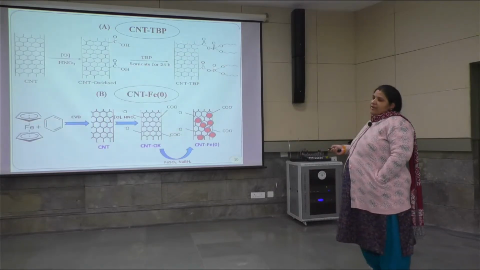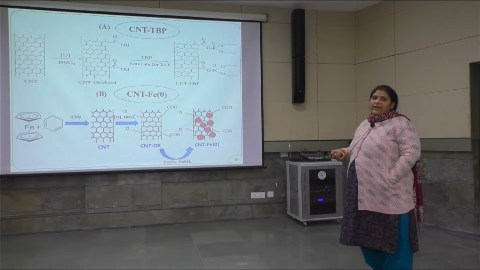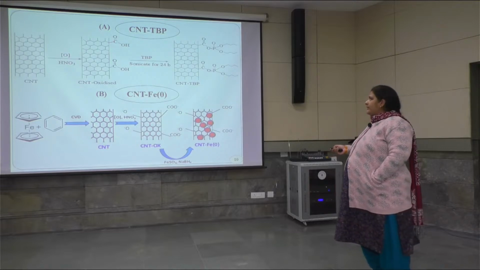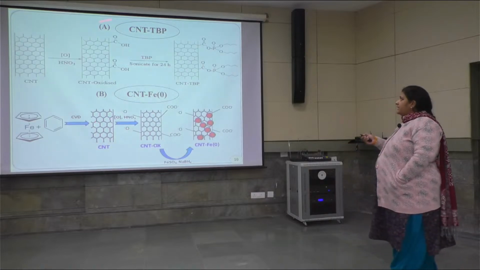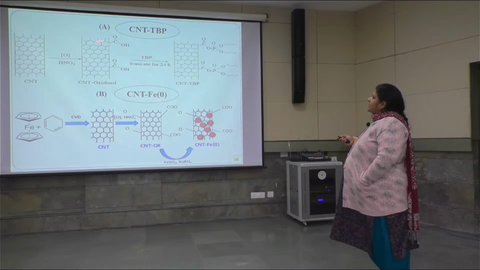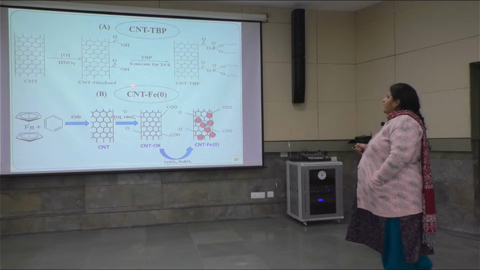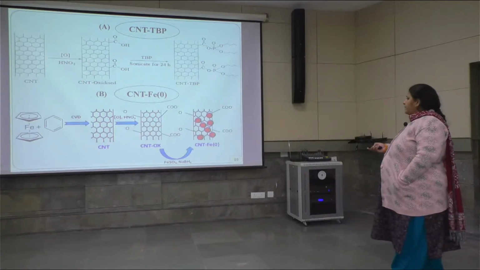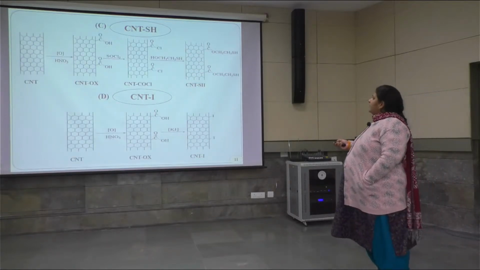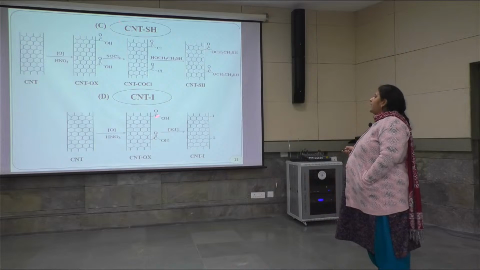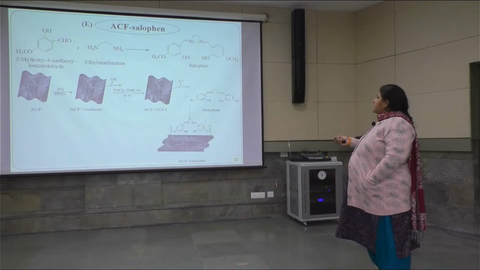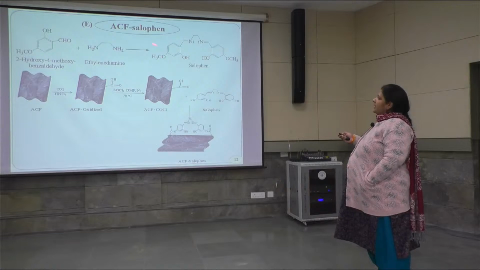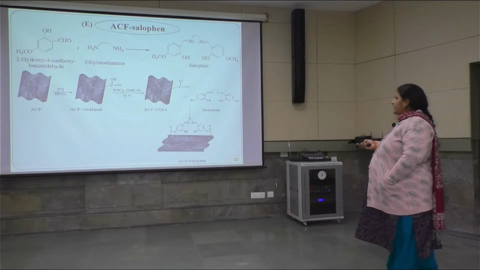After the development of carbon nanotubes and pre-treatment of activated carbon fiber, various functionalizations were done using various functionalizing agents to develop tributyl phosphate functionalized carbon nanotube and zero valent iron decorated carbon nanotube. The third one is thiofunctionalized carbon nanotube, and the last one is iodide functionalized carbon nanotube. And this is the representation of how I prepared cellophane functionalized activated carbon fiber.